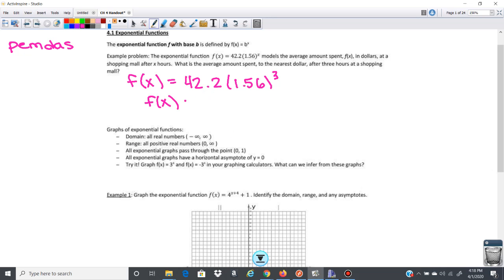Okay, so then we get f of x equals, and what was that? 160.21. So that's just a simple one where we're plugging our value in for our exponent.